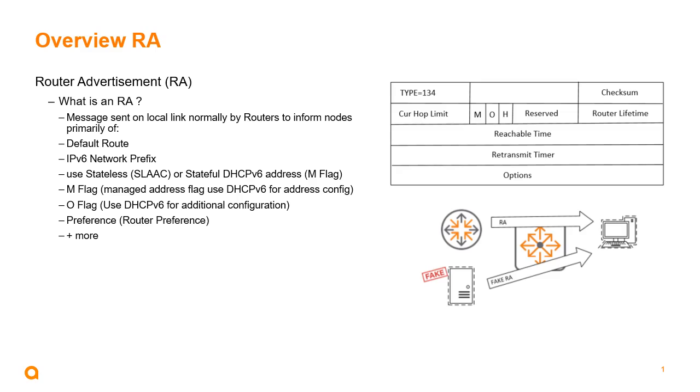Now, the RA being sent to hosts effectively is an attack vector which we need to protect against, because essentially we could get a miscellaneous RA or a fake RA coming in, as shown on the diagram on the right. So RA Guard assists us to protect nodes from false information.